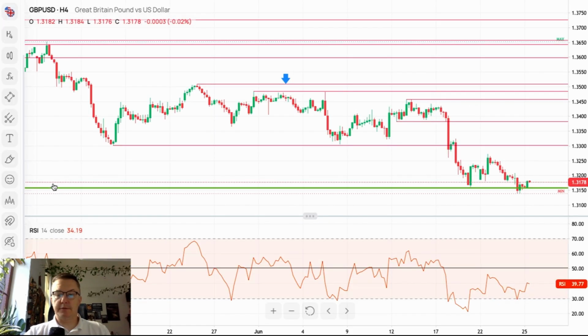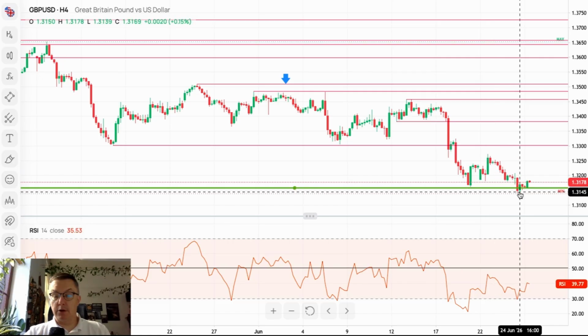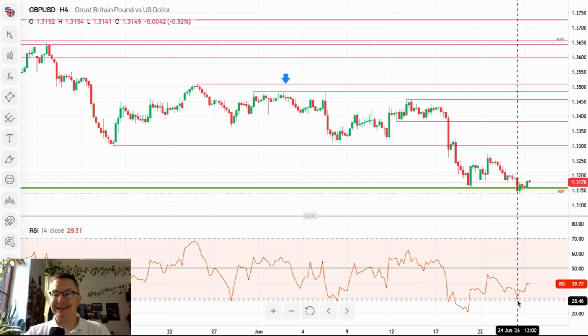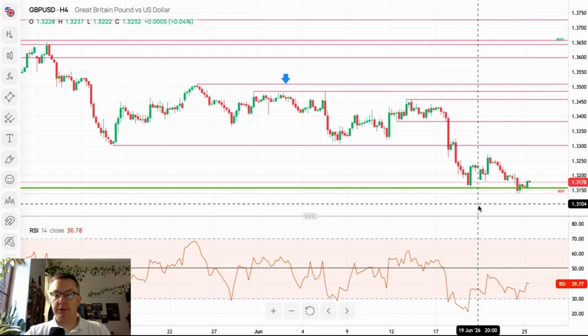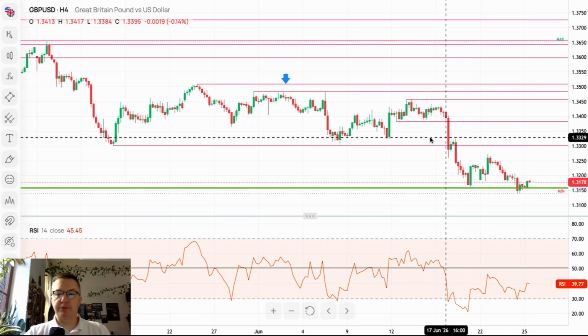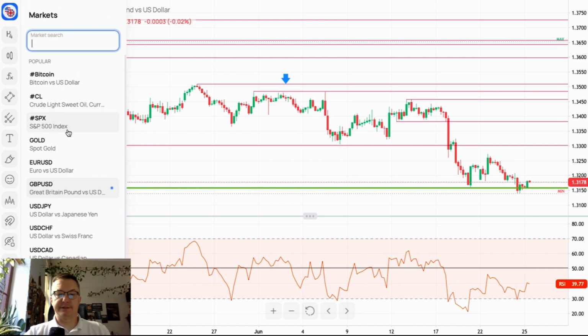On the cable, we just made another local low, 1.3139 into the extremely oversold conditions. Yet again, nevertheless, you can see some kind of a bullish divergence between the momentum and the price. There is time for a pullback to the upside. Obviously, 1.33 is the next technical resistance level.